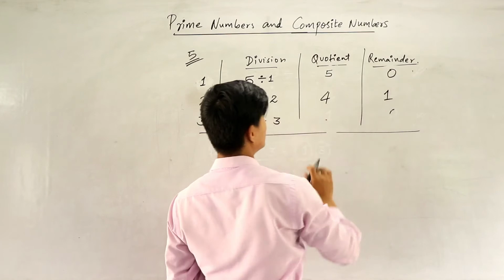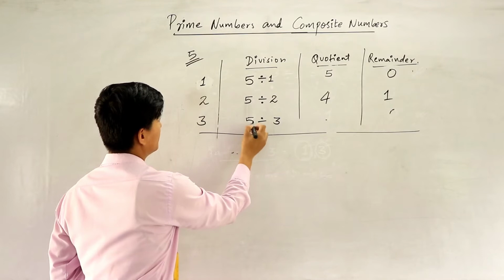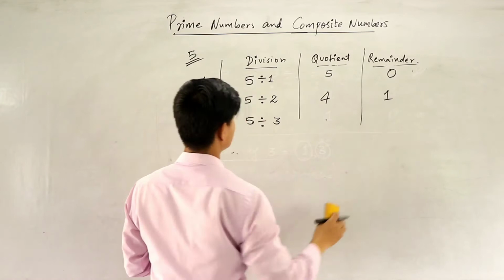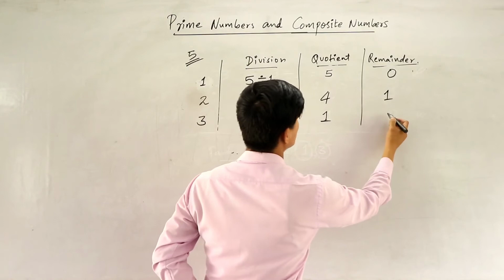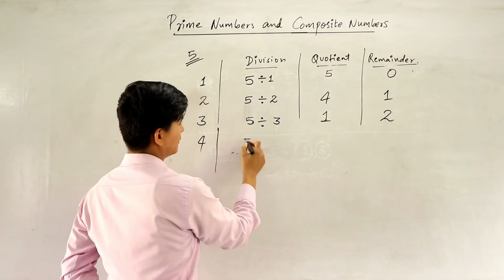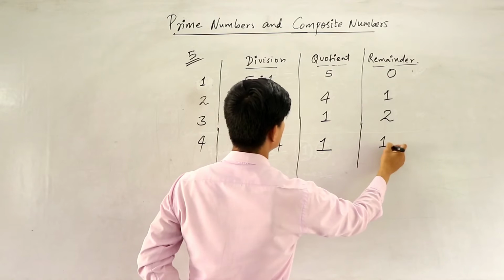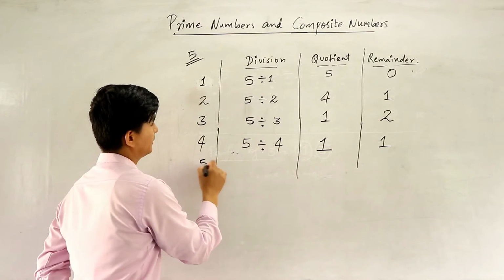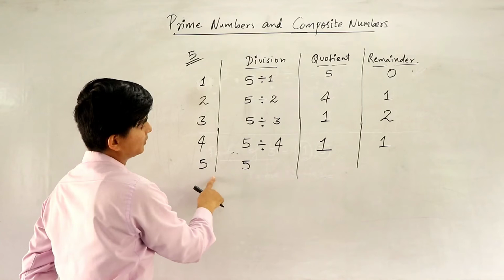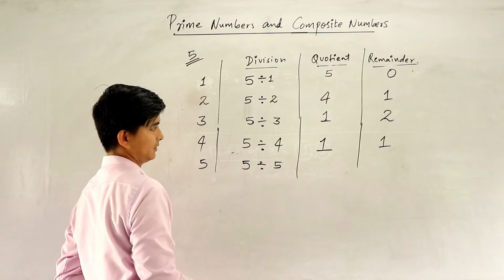Again, if you divide 5 by 3, what will we get here? The quotient will be 1 and the remainder will be 2. If you divide 5 by 4, the quotient will be 1 and the remainder will be 1. Again, we are taking out the factors of 5, so we have to go up to 5. If we divide by 5, then the quotient will be 1 and the remainder will be 0.